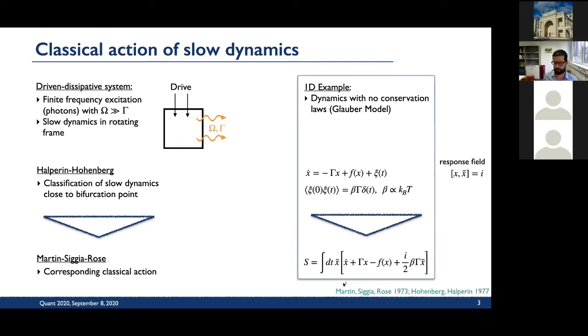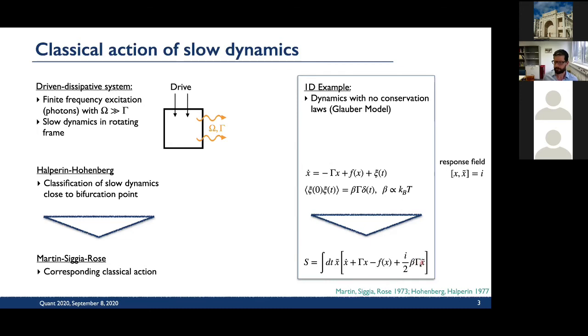That's what has been pointed out by Martin, Siggia and Rose. You see that this last term here is the noise term. If you put that to 0 for a moment, then you have one variable, the x tilde. The x tilde variable is in a sense an artificial variable. If you integrate over x tilde, you get the delta function with respect to that, which is just this equation without the noise. So the last term is what leads to the noise.